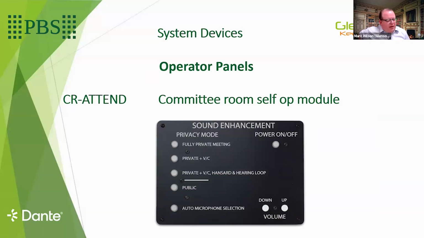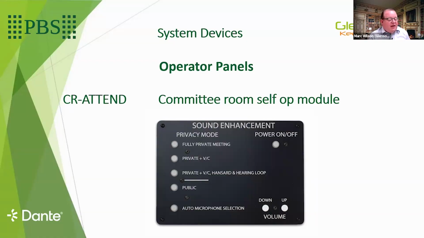This is a very interesting little panel, the CR Attend. So this is for self-op committee rooms. Because when you have smaller committee rooms, there is no need for an engineer or operator to be present. The chair simply turns the system on and off. Turning the system on starts recording. It starts all the dynamic processing of the microphones. It starts all the dynamic processing of the loudspeakers. They can control the volume up and down. We know they're not going to turn it up too loud to cause any feedback problems because the room's been preset.